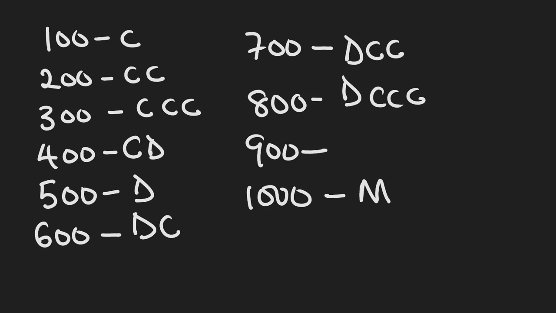So if 1000 is written M, that means 900 is going to be what? 1000 minus 100, which is what? CM. Because the smaller number is written at the left hand side of a bigger number. So we're going to subtract. And 1000 minus 100 is 900. Can you see? Very, very easy.